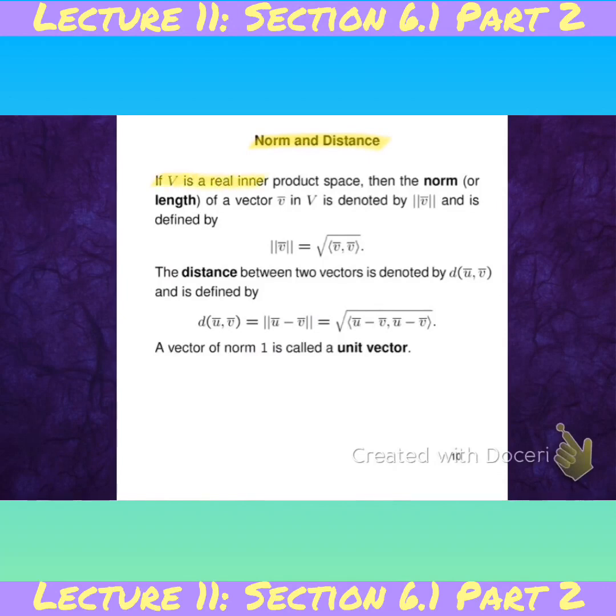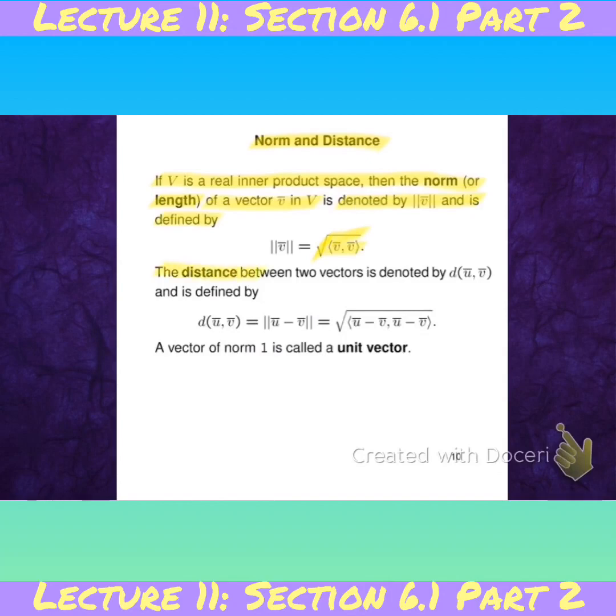So if V is a real inner product space, then the norm, or the length of a vector with respect to that inner product, is simply defined as you take the inner product of the vector with itself. We know that's a quantity bigger than or equal to 0, and you take the square root of that, and that's the norm.